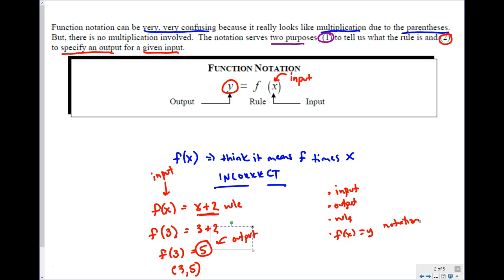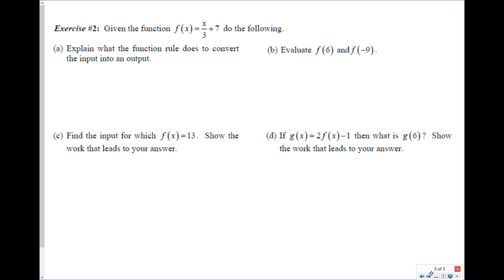This lesson is only talking about function notation, this entire lesson. So it's really, really good practice for you guys. So let's take a look at exercise 2. Exercise 2 says, given the function f of x, remember how to say that, not f parentheses x, but f of x, equals x over 3 plus 7, do the following. Let's look at A first. Letter A says, explain what the function rule does to convert an input to an output.